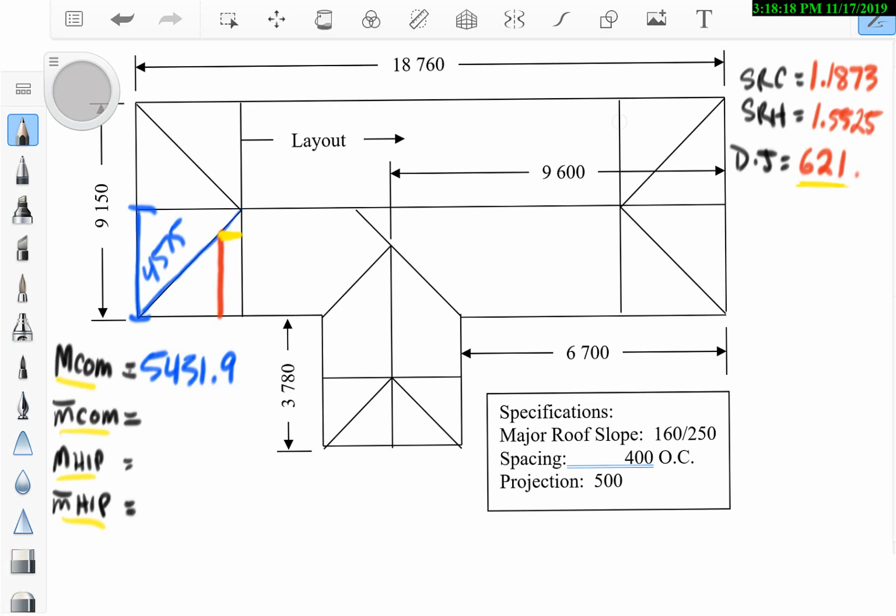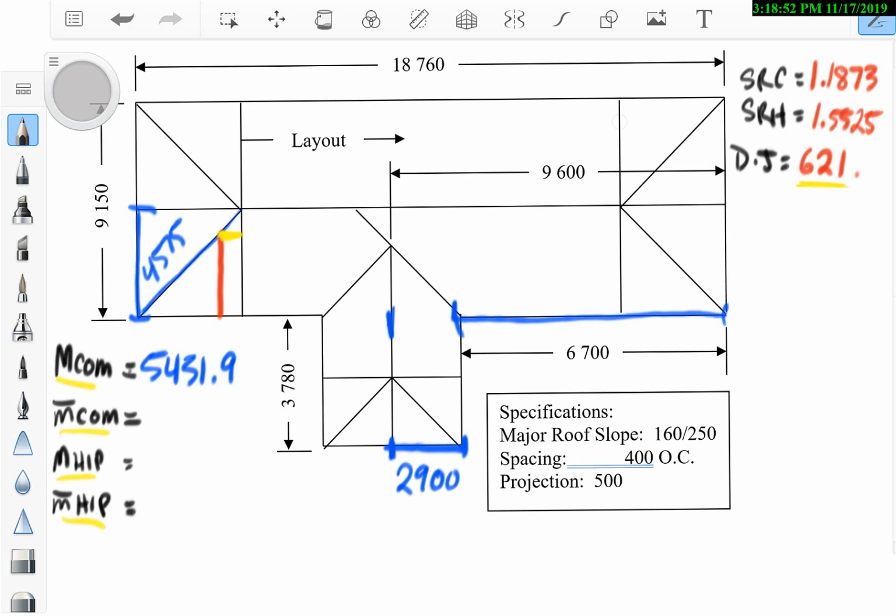So we subtract 621 off of the line length of the major common, and that will give us our first jack. Okay, moving along. The line length of our minor common, of course, we have to find half of the span of our minor roof, which will be the run of our minor common, right here. So if we simply take 9.6 meters to here, from the end of the building to here, then we simply subtract off of that the 6,700, and what it leaves us with is a run of 2,900 for the run of our minor common.